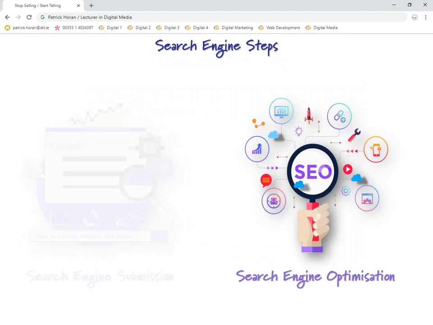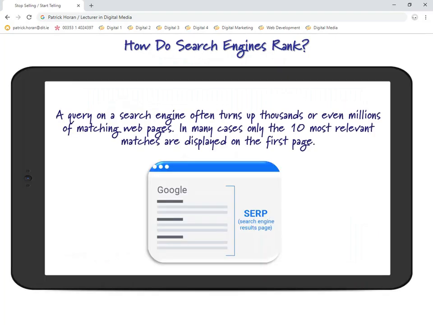So search engine optimization, what's involved in that? Well, quite a bit, and that's why we're here really. So what is it? Well, a query on a search engine often turns up thousands or even millions of matching web pages. They appear in what's known as a SERP, or a search engine result page. Normally, there's 10 results on a page, but you can configure it in different ways for different search engines.